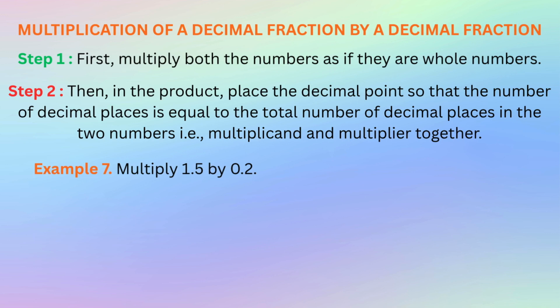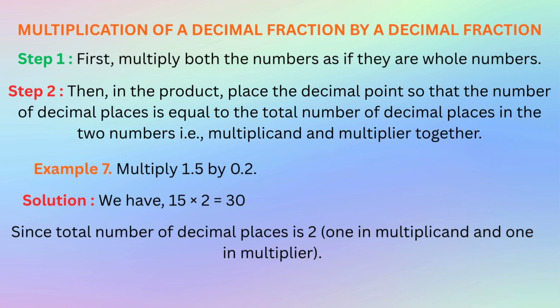Example 7. Multiply 1.5 by 0.2. Solution. We have 15 times 2 equals 30. Since the total number of decimal places is 2, 1 in the multiplicand and 1 in the multiplier, 1.5 times 0.2 equals 0.30 or 0.3.